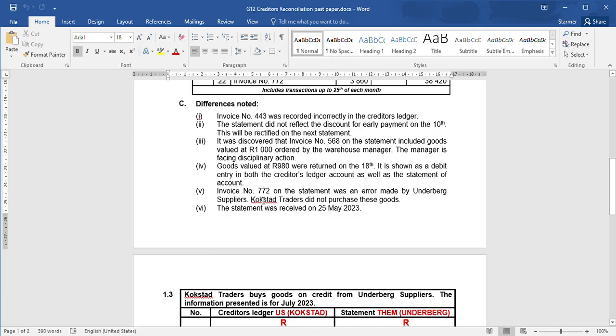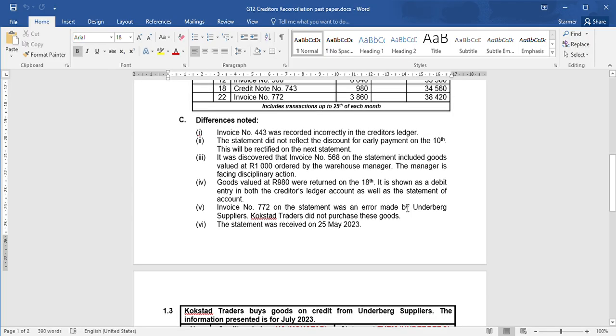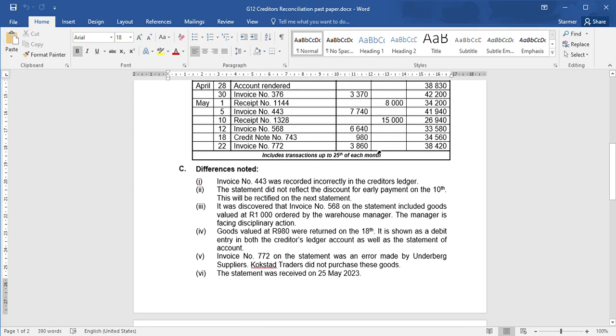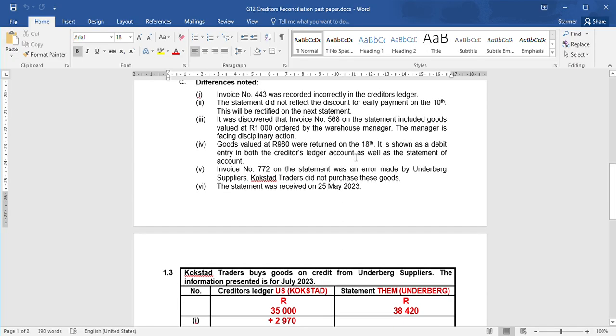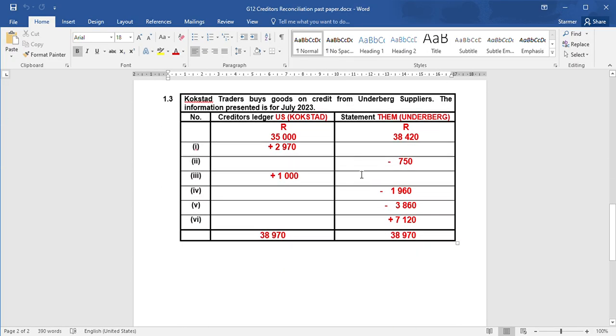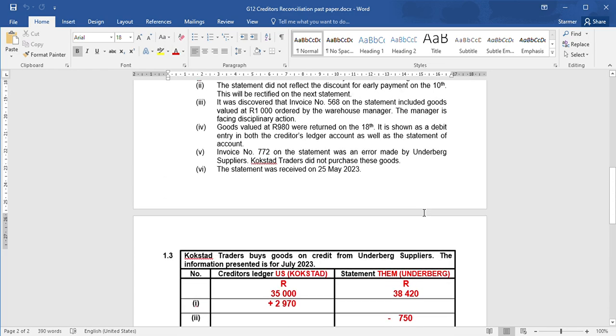Then invoice number 772 on the statement was an error made by Underberg Suppliers. We did not purchase these goods. So they are wrong there. They've charged us 3,860, but we didn't actually purchase those goods. So that is going to need to decrease what we owe to Underberg Suppliers.